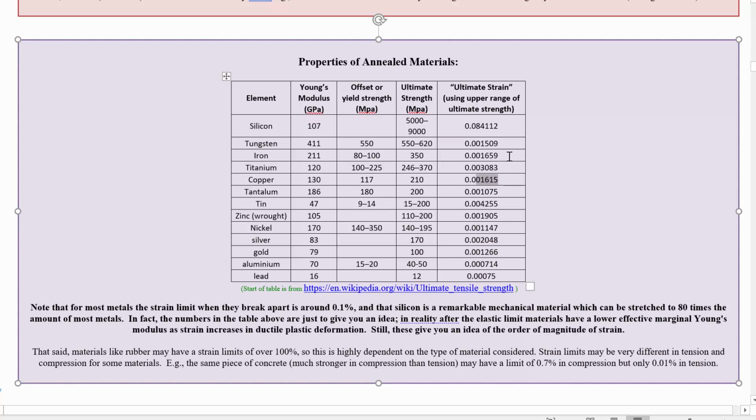And that's all plastic deformation there. So the snapping back would mean you could draw it into a wire elastically. A material like copper will not behave like that. A material like rubber can come a lot closer. So for these materials we're talking about, they break around 0.1%. Silicon is really remarkable, it can go up to 80 times the strain of most metals. But rubbers could have strain limits over 100%, right?